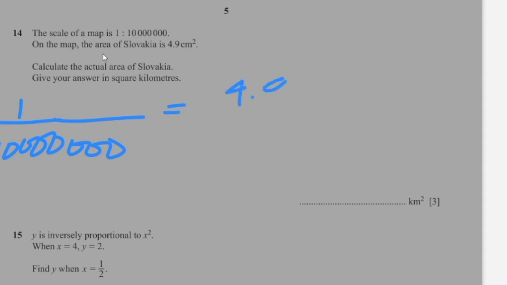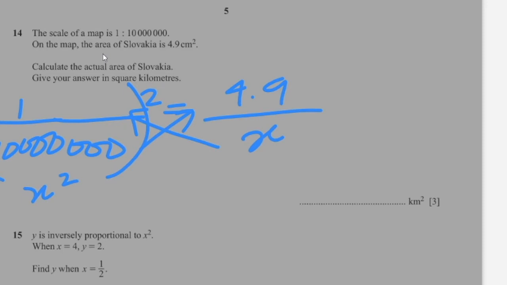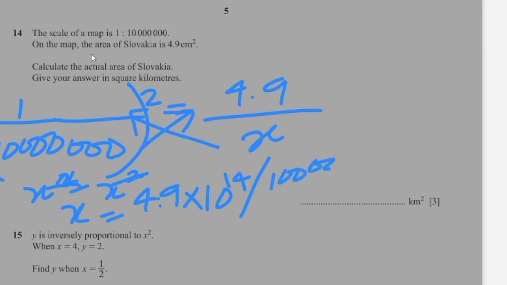So we have the map as 4.9 centimeters square and the actual area is unknown, so I'll square it and then we cross multiply it, which becomes x square is x is equal to, this becomes x is equal to 4.9 into 10 to the power of 14. Now this is centimeter square, so I'll convert it to kilometer square, and for doing that I'll divide it by 100,000 square, and that gives us the answer as 49,000 kilometers.